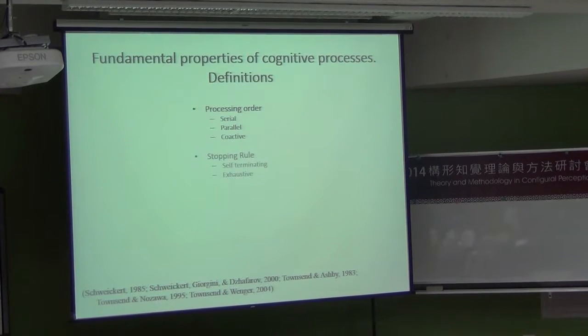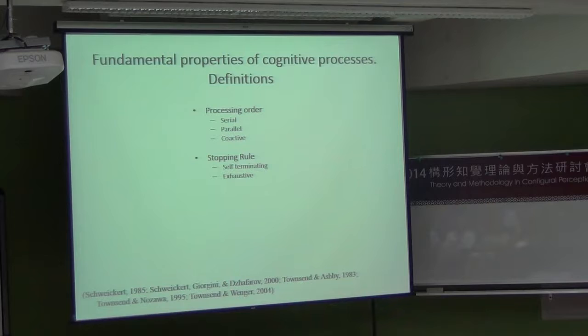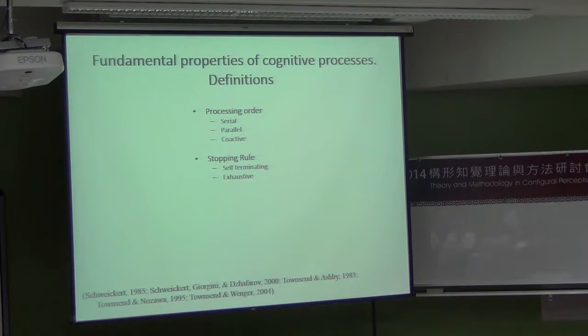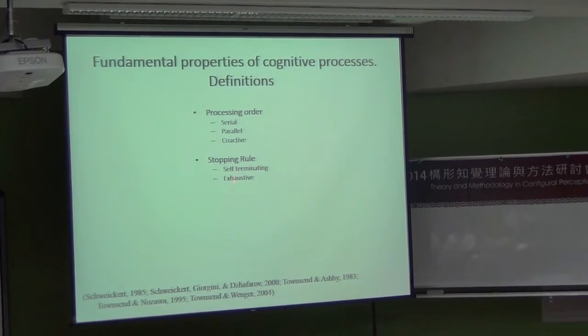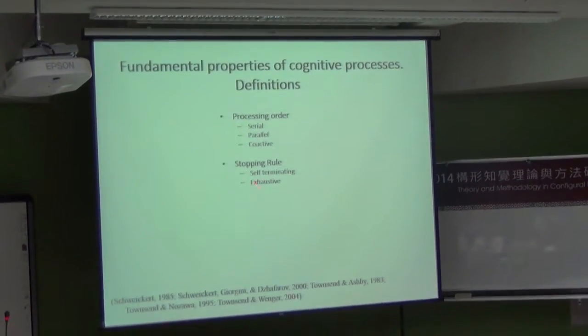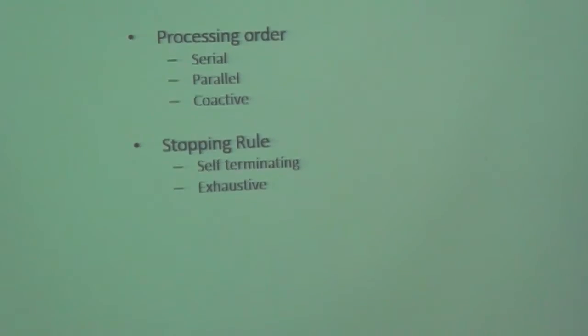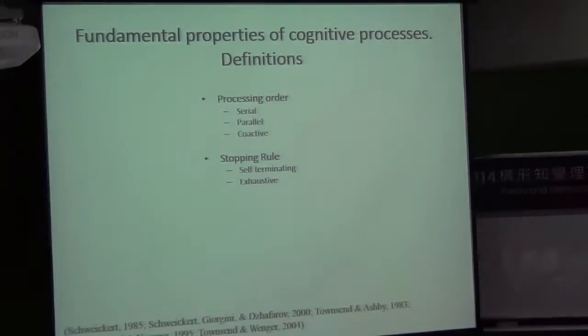The second thing, we have to define the stopping rule, right? When is enough for information accumulation, and when do you have to make a decision? If you can make a decision based only on processing one feature, then it's called self-terminating. If you have to process everything there, it's called exhaustive. So processing order, stopping rules.